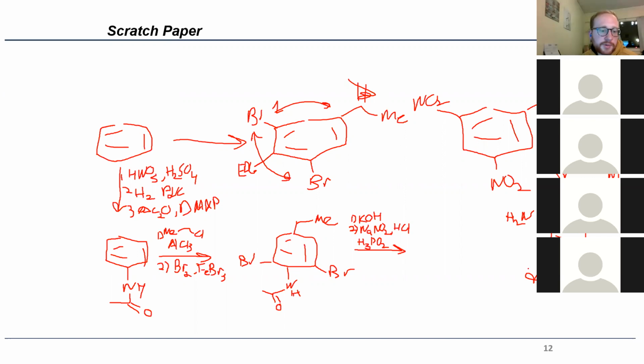Someone else asked, wouldn't the Clemmensen reduction work here too? Yeah, Clemmensen I think would be a better choice actually. So the Clemmensen reduction will reduce nitro groups. I do love Wikipedia.